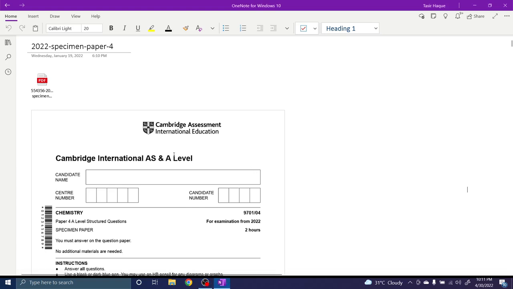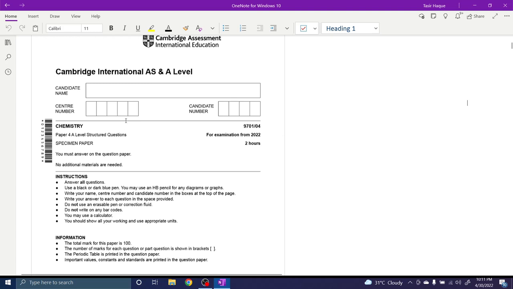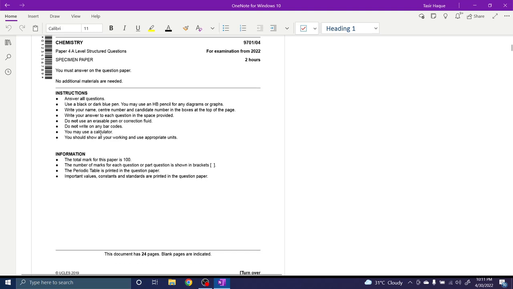Hello, I'm solving the specimen paper for 2022 9701 chemistry paper 4. The syllabus changed from this year, so this is going to be important for your exam in May.